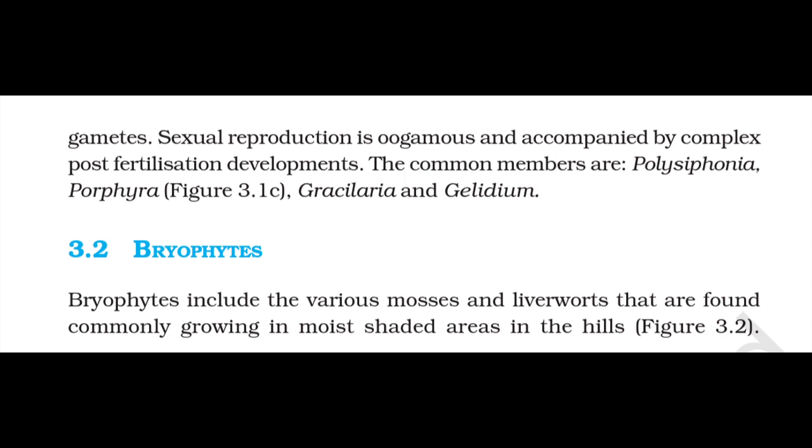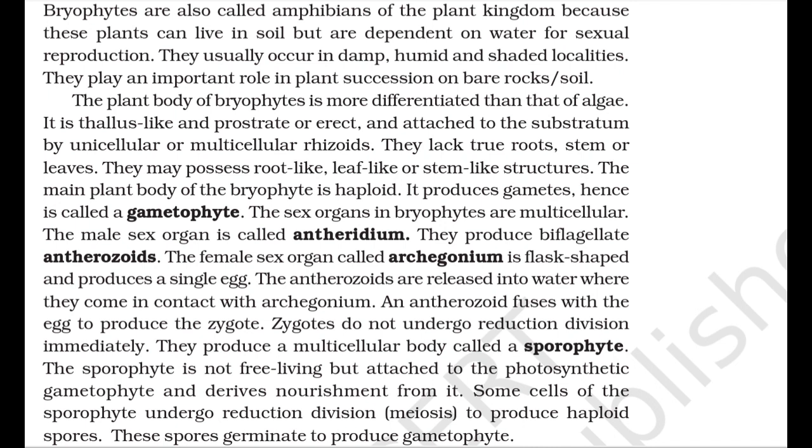3.2 Bryophytes. Bryophytes include the various mosses and liverworts. They are found commonly growing in moist shaded areas in the hills. Bryophytes are also called amphibians of the plant kingdom because their plant body can live in soil but is dependent on water for sexual reproduction. They occur in damp, humid, and shady localities. They play an important role in plant succession on bare rocks or soils.